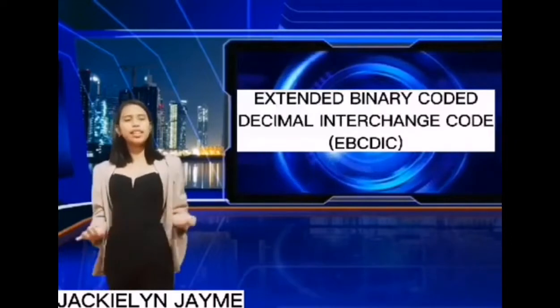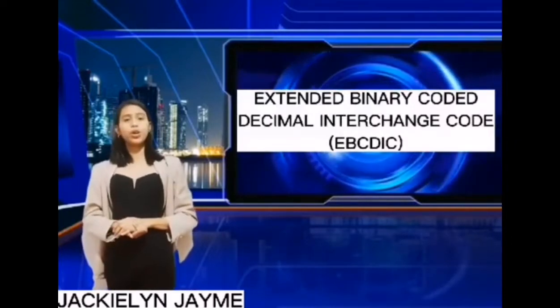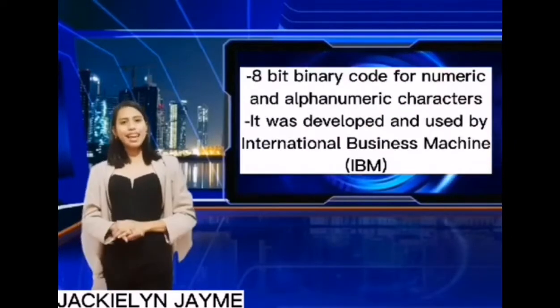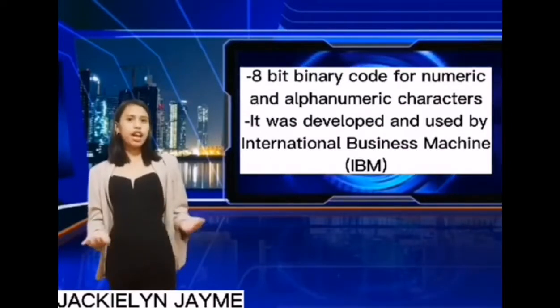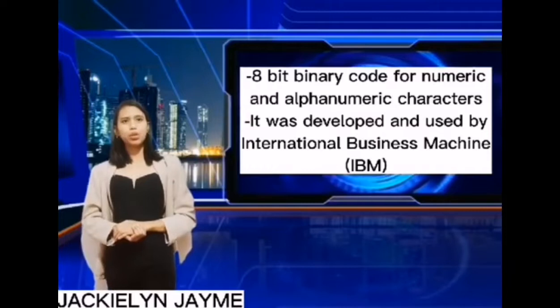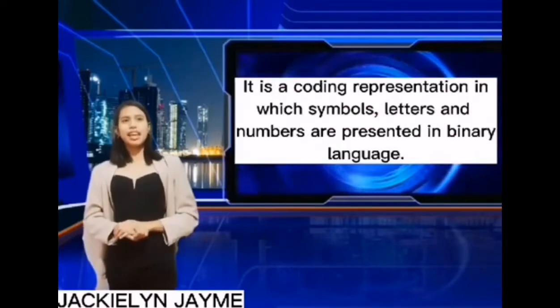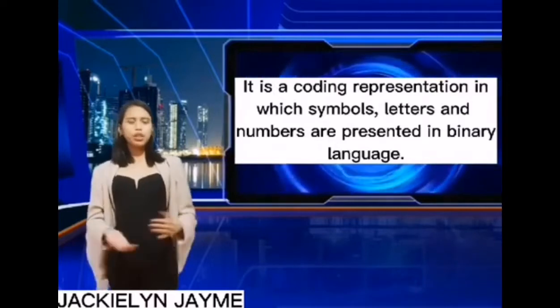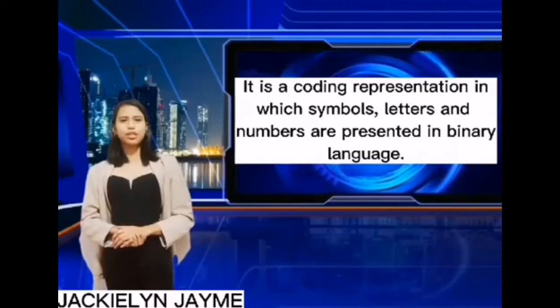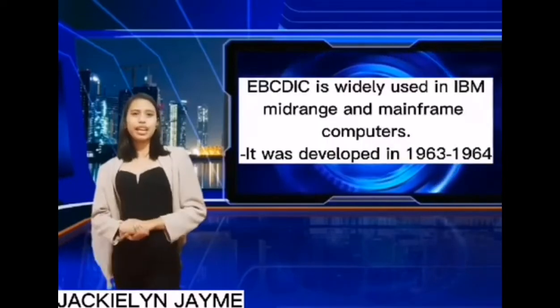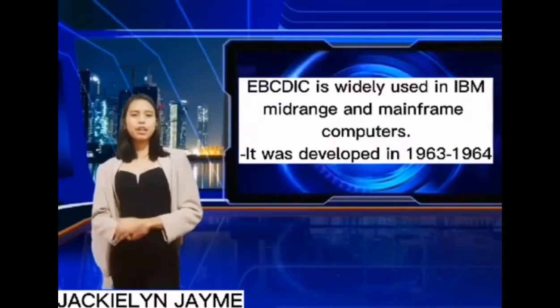The second coding scheme is the Extended Binary Coded Decimal Interchange Code, or we can call it the EBCDIC. It is an 8-bit binary code for numbers and alphanumeric characters. It was developed and used by IBM, or we can call it the International Business Machines. It is a coding representation in which symbols, letters, and numbers are presented in a binary language. EBCDIC is widely used in IBM mid-range and mainframe computers.